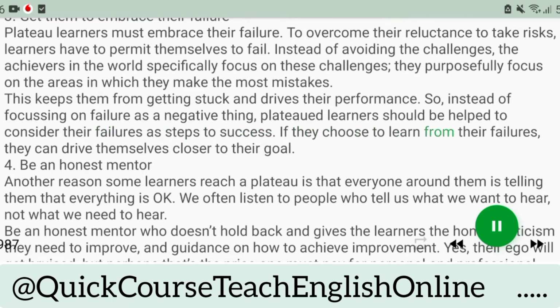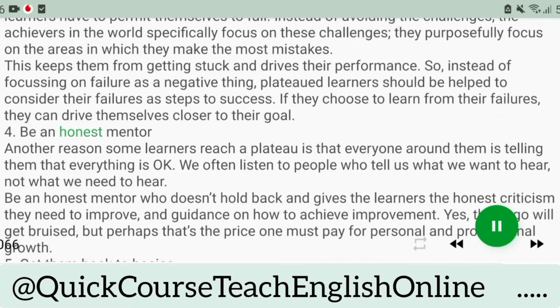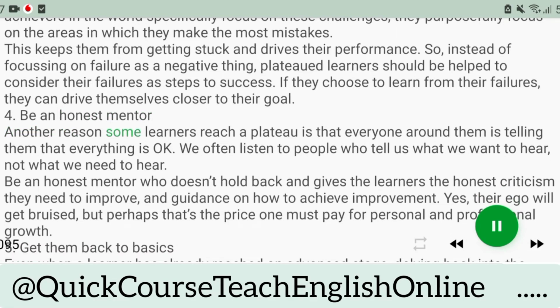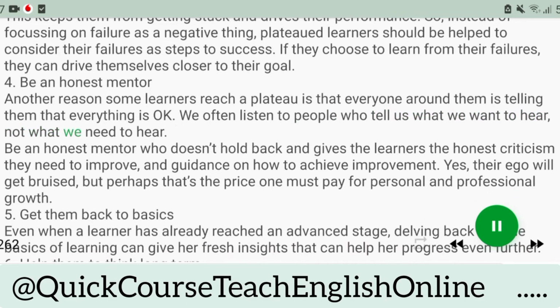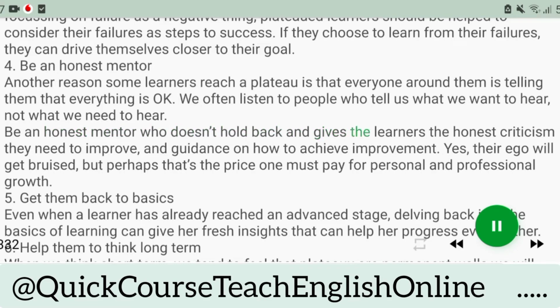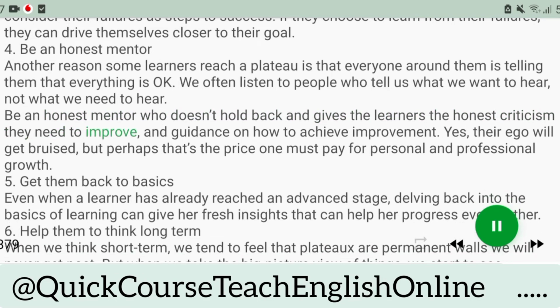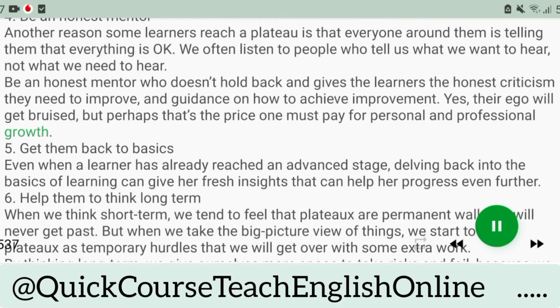If they choose to learn from their failures, they can drive themselves closer to their goal. 4. Be an honest mentor. Another reason some learners reach a plateau is that everyone around them is telling them that everything is okay. We often listen to people who tell us what we want to hear, not what we need to hear. Be an honest mentor who doesn't hold back and gives the learners the honest criticism they need to improve, and guidance on how to achieve improvement. Yes, their ego will get bruised, but perhaps that's the price one must pay for personal and professional growth.